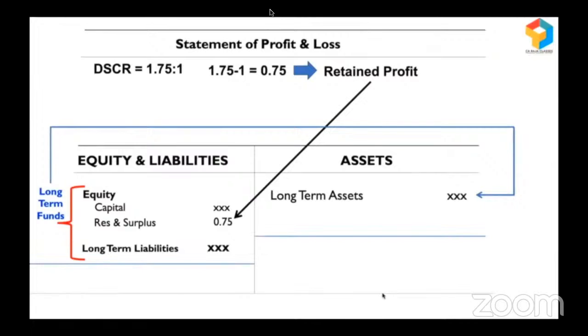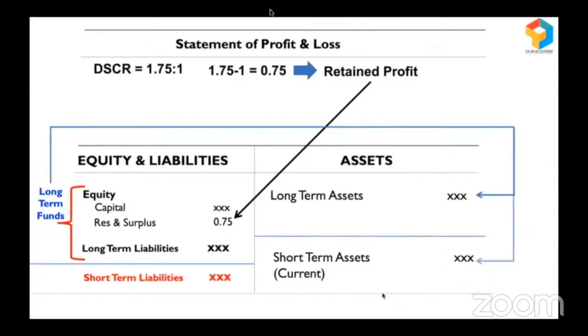But if you look at the proportion, you have so much of long-term funds, but only a portion of them has been used for creating long-term assets. It means there is some surplus. So what's going to happen here? This business is also raising some short-term funds and creating short-term assets. The short-term assets are more than the short-term funds. How was it made possible? Because short-term funds are very small, but short-term assets are much bigger. It was made possible because the remaining surplus of long-term funds has been utilized for creating these short-term assets.